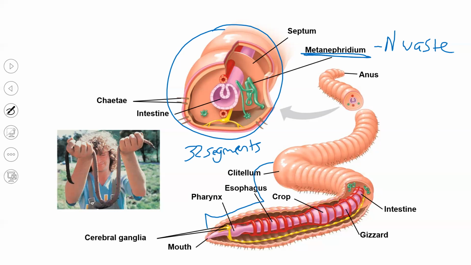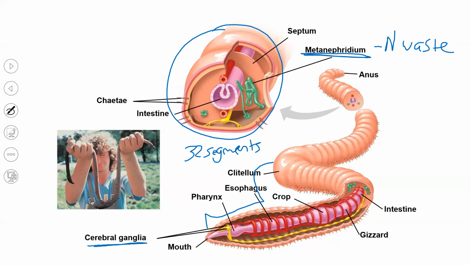Up in the first part, you can see a couple of unique organs. They do have cerebral ganglia. That's their sensory organs. So those are their brain. Again, very primitive kind of brain. They're not particularly intelligent. But some concentration of nerves there.